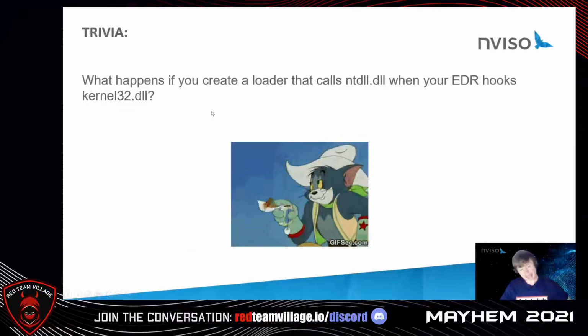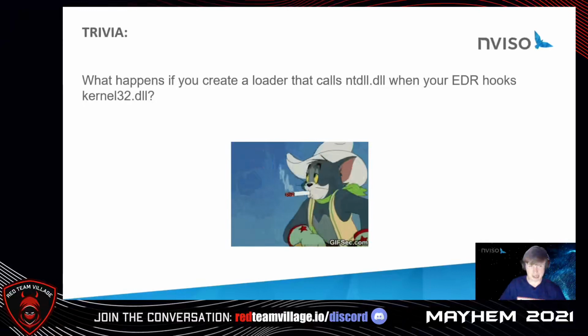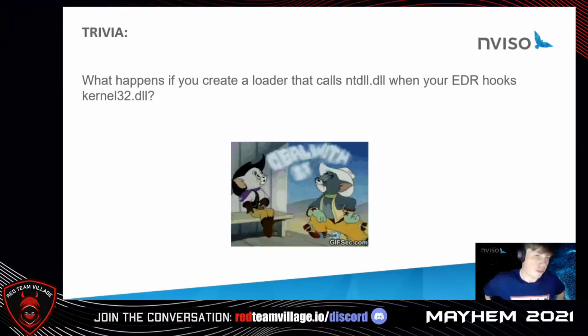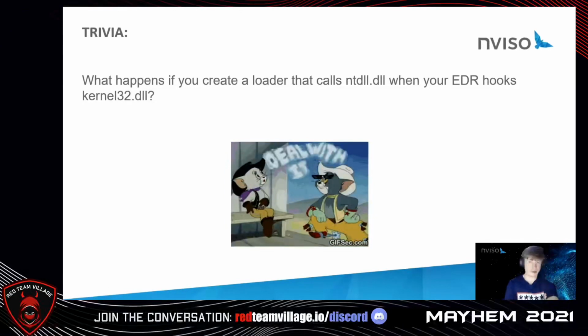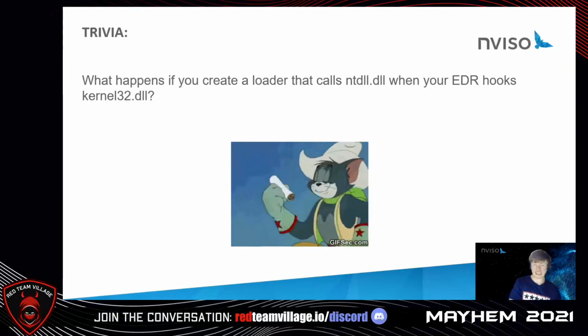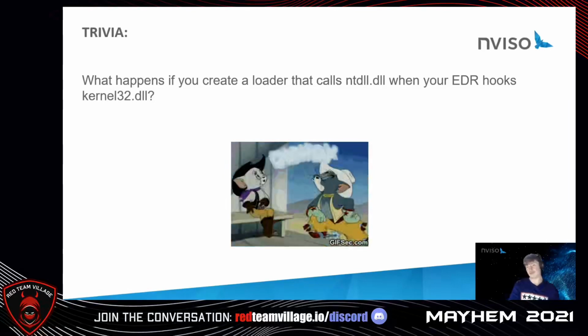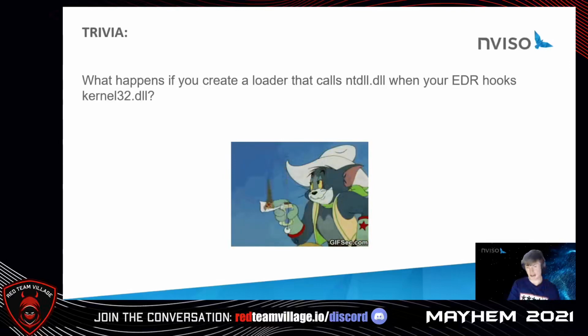So I already actually gave the answer, but I'm going to ask the question anyway. What happens from an offensive point of view if you create a loader that actually calls ntdll.dll when your EDR hooks kernel32.dll? I'm gonna give you a few seconds to think about that.